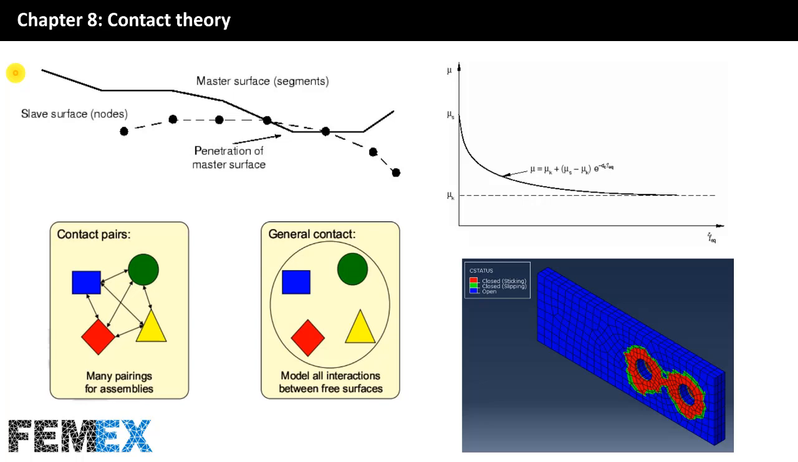Chapter 8 is about contact theory. In this chapter, I have talked about contact theory from a practical point of view, and I have talked about contact pair method, general contact method, and surface-to-surface contact method. Also, I have talked about contact interaction property formulations, and also I have talked about contact outputs. In this simulation, you can see the sticking and slipping regions, and also the regions without contact.